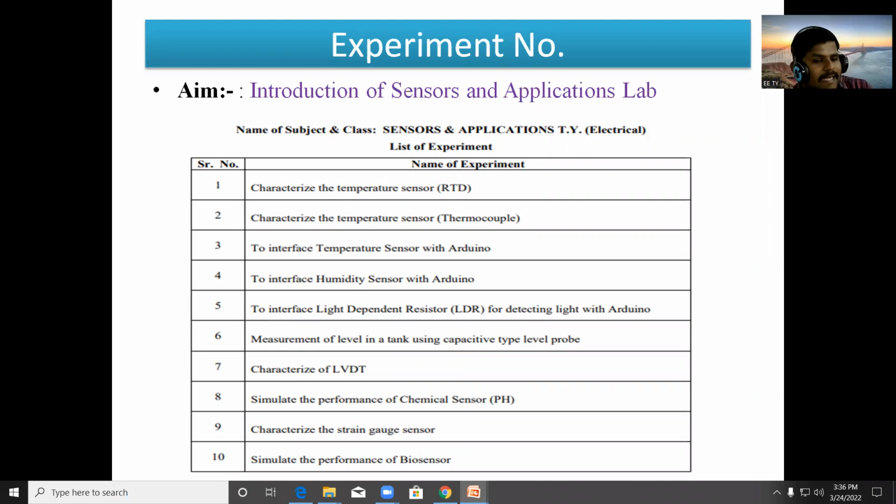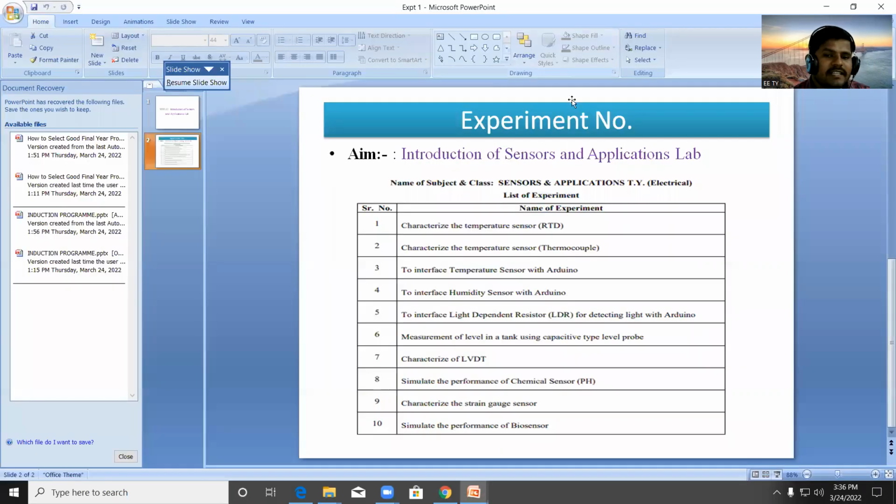Then characterize the strain gauge sensor, and the last one is simulate the performance of a biosensor, or biological sensor. So these are the practicals we want to perform. Out of those 10 practicals, we will perform a minimum of 6 to 8.